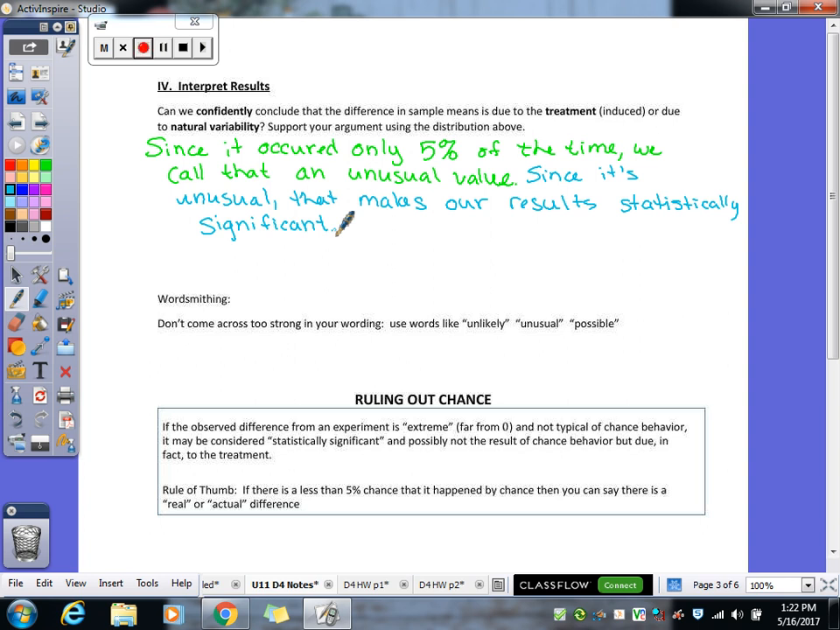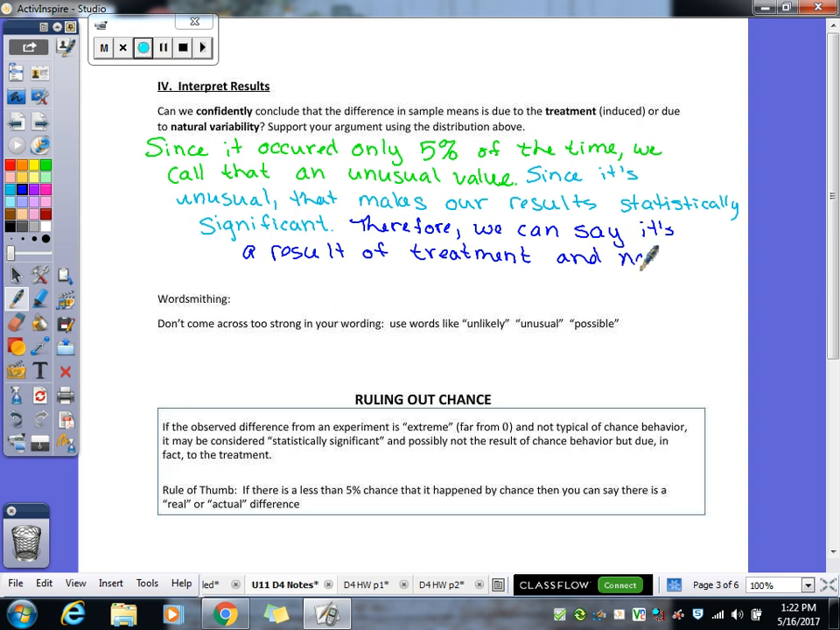Which really, that's what you want to have happen. You want it to be statistically significant. So then we can finally say at the end, therefore, we can say it's a result of the treatment and not by chance.